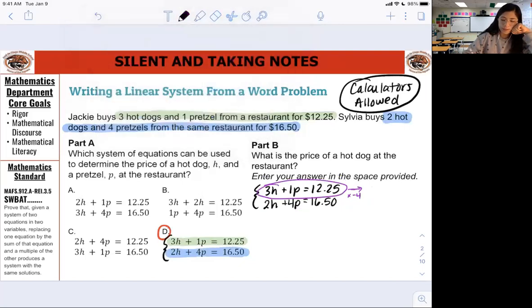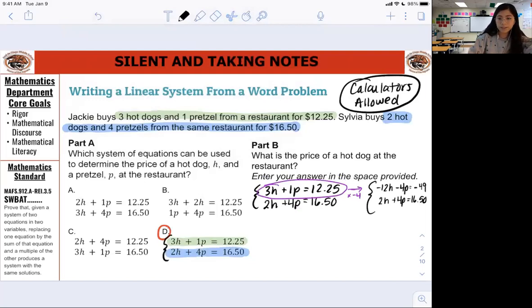What do we end up with? -12h. -4p. Minus 4p equals, and this is where you can use your calculators. -49. Negative 49. Good. Equals negative 49. Bottom equation stays the same. 2h plus 4p equals 16.50. So now I have my two systems.